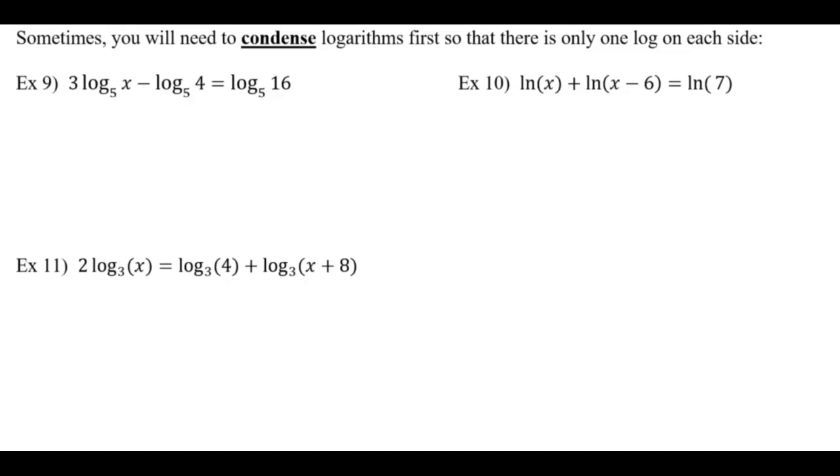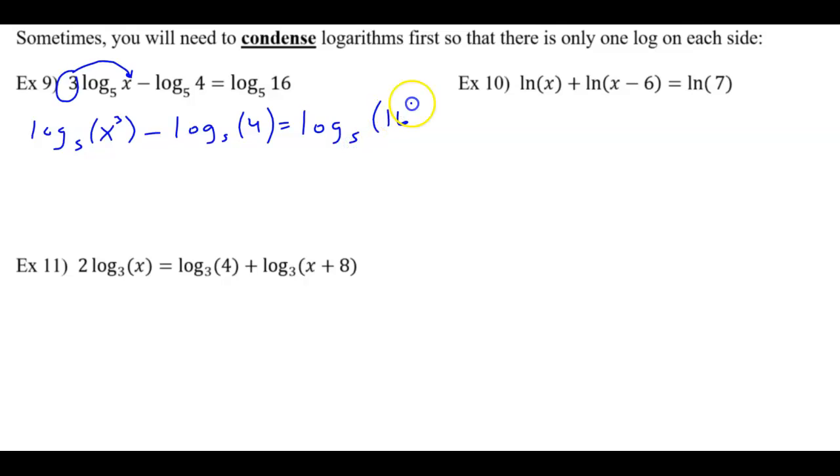All right, and the last part of our notes for today, it says sometimes you will need to condense logarithms first so that there is only one log on each side. So let's take a look at example 9. So the way that we condense logs, if there is a number out front, that becomes the exponent of what's being logged. So I could write this as log base 5 of x cubed, and then minus log base 5 of 4 equals log base 5 of 16.